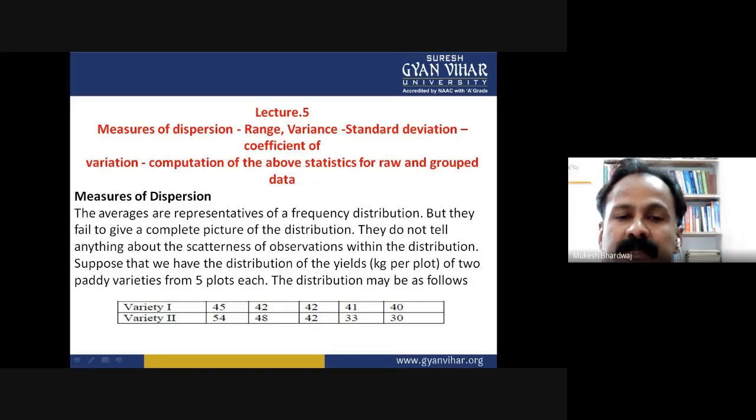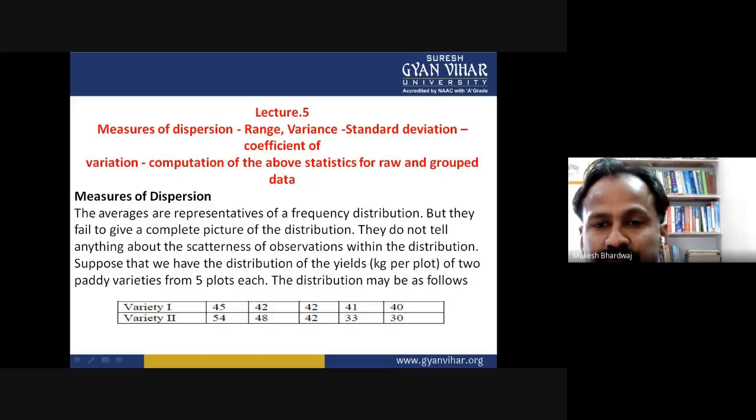When we take out the average of these 5 observations, it can be seen that the mean yield for both varieties is 42 kg, but we cannot say that the performance of the two varieties is the same. There is a greater uniformity of yields in the first variety, whereas there is more variability in the yields of the second variety. The first variety may be preferred since it is more consistent in yield performance.